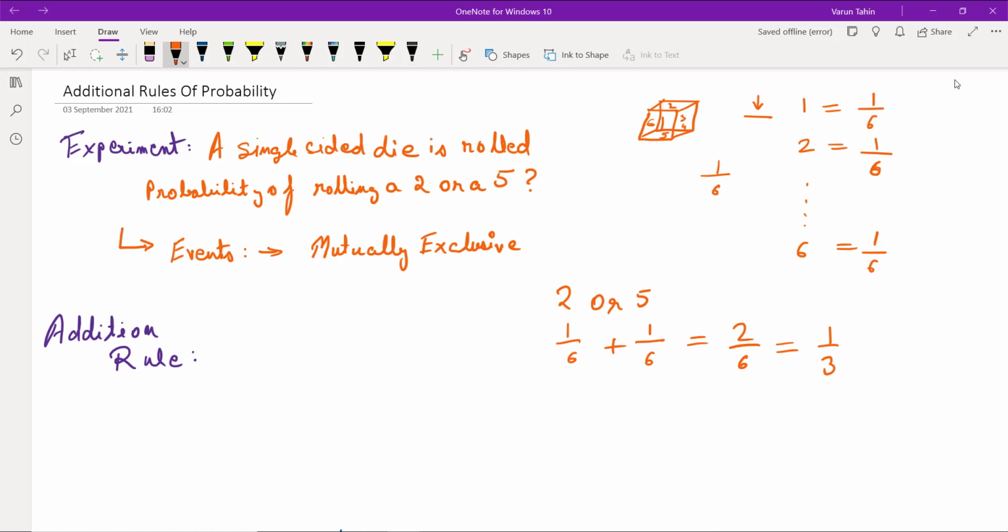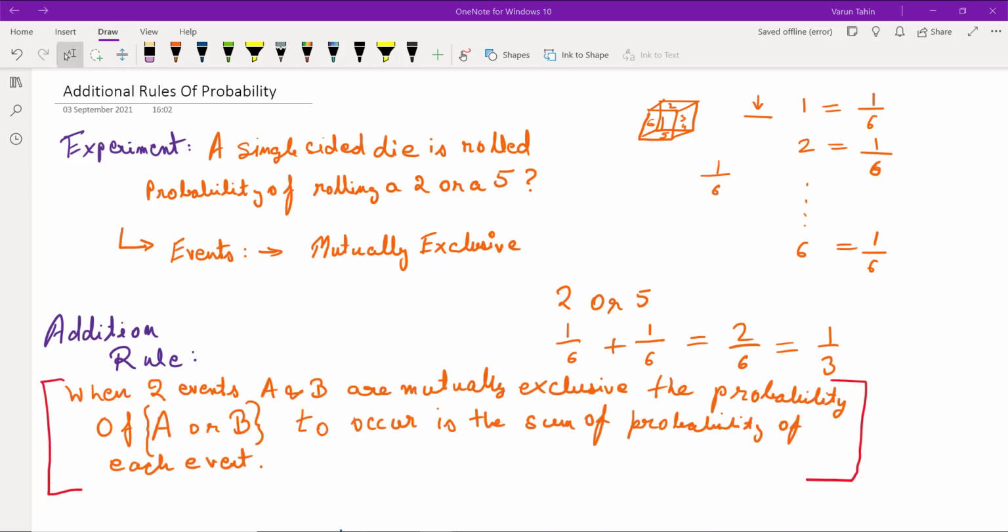We will verify this with the rule of addition in probability. The addition rule states that when two events A and B are mutually exclusive, the probability of A or B occurring is the sum of the probability of each event. In short, probability of A or B is equal to probability of A plus probability of B. Now we'll see the meaning of mutually exclusive.